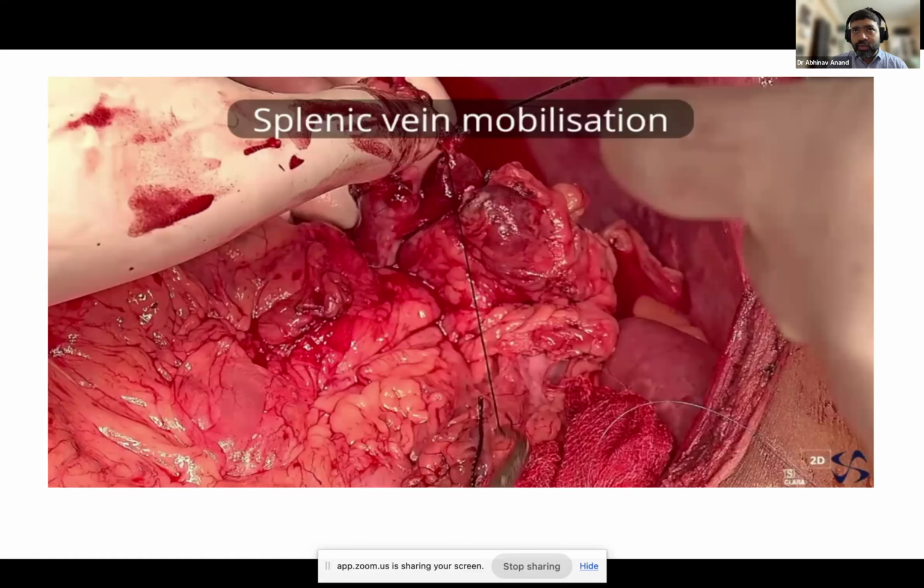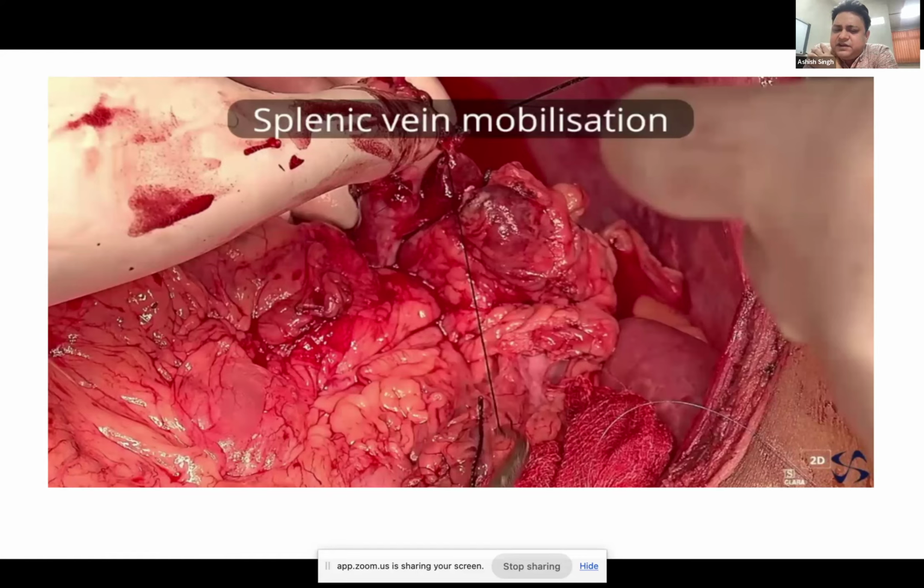But I do not know if doing that is a good idea or not, because if the spleen is in our hand and there is any injury to the splenic vein at that time, it is difficult to take control there. And in that case, we will have to do a rush splenectomy by applying a clamp and then dividing it.